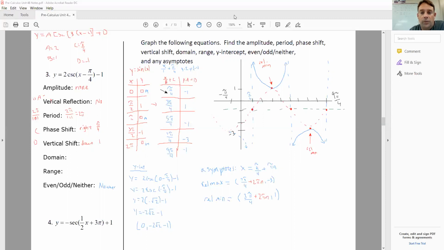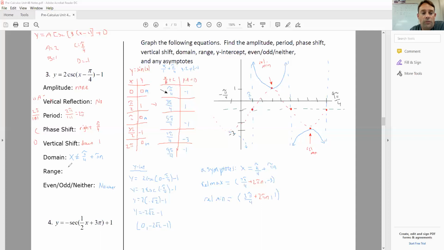All right, so friends, now we can do the domain. So the domain is all real numbers except for the asymptote. So whatever the asymptote is, that's where my x can't be. So for my domain, it's whatever my x can't be. So that'd be pi over 4. So x can't be equal to pi over 4 plus pi n. So whatever the asymptote is, just change the sign to not equal to.